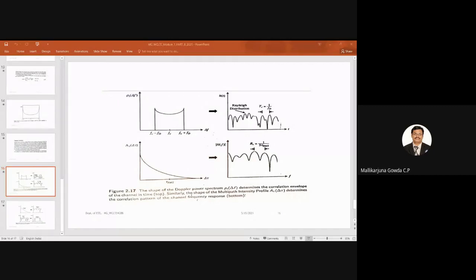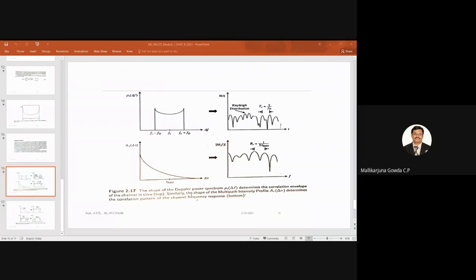How does it look in the time domain? So this is in the time domain. Here it is written, see, Rayleigh distribution. How does it vary? This is your coherence time, which is equal to 1 by FD. So over that time, how does the channel behave?